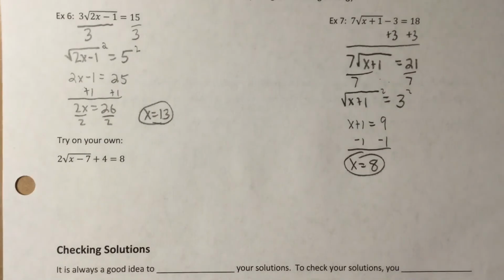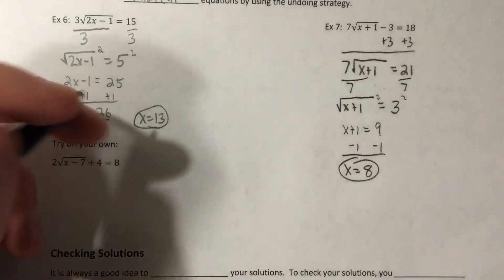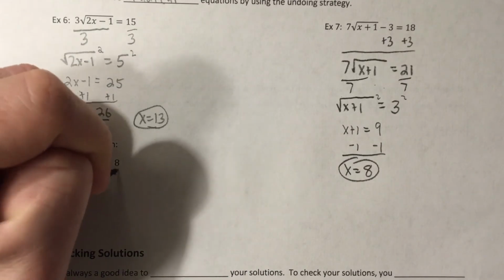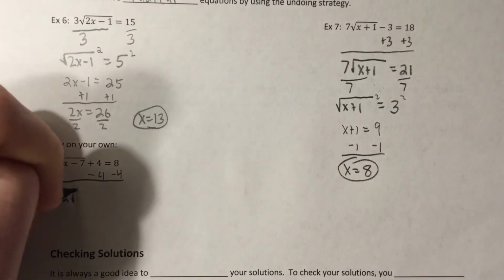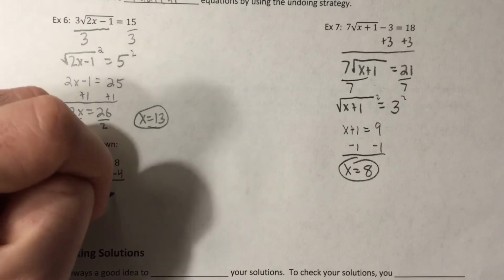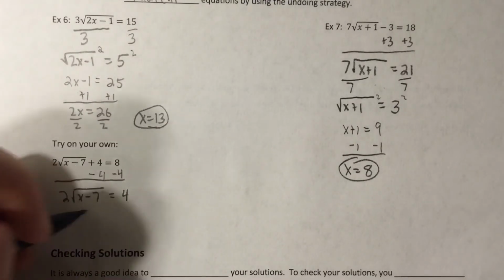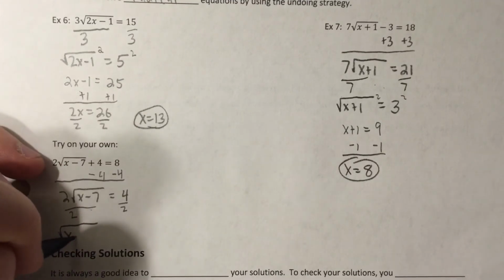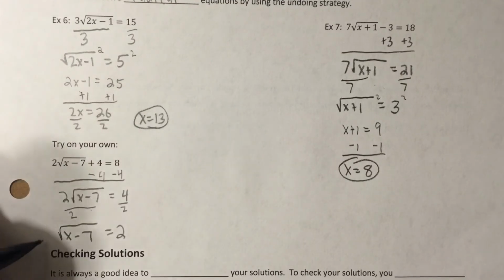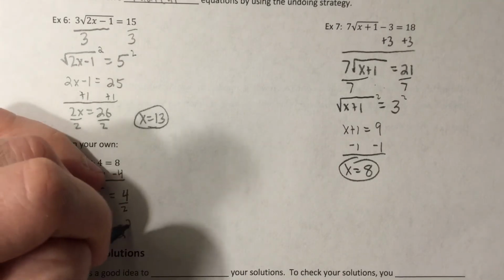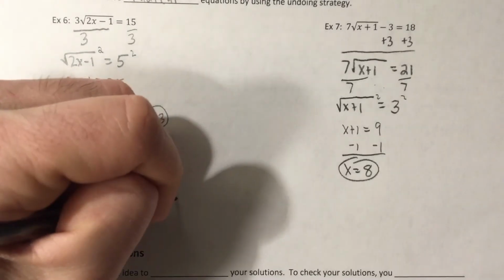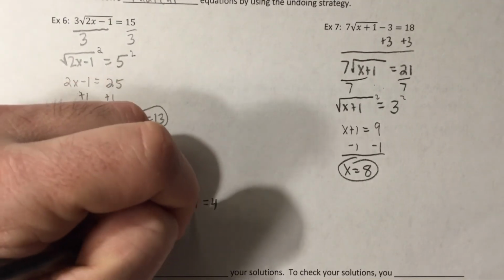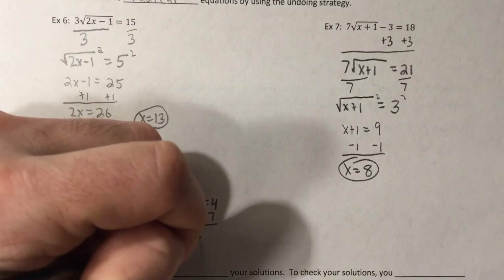All right, go ahead and try this one on your own. Okay, so you're undoing the subtraction, the addition first with subtraction. You're going to undo the multiplication with division. And so you're left with square root of x minus 7 equals 2. You're going to undo the square root by squaring, because the opposite of square root is square. That cancels the square root, so you're left with x minus 7 equals 4. Add 7, x equals 11.